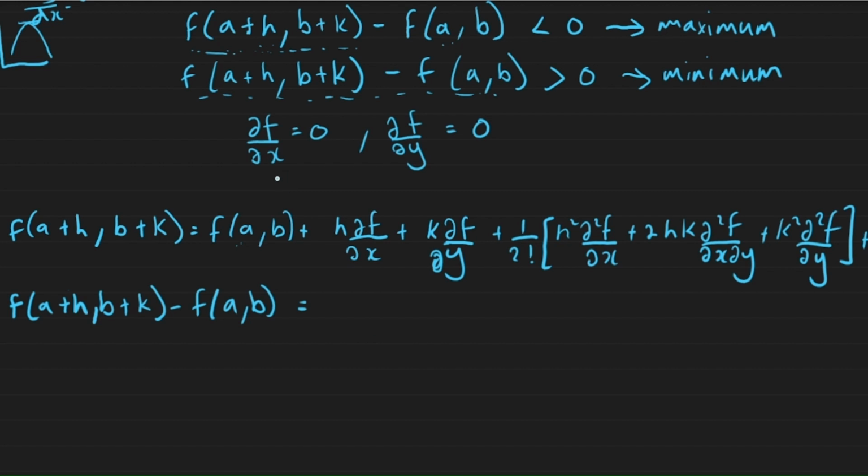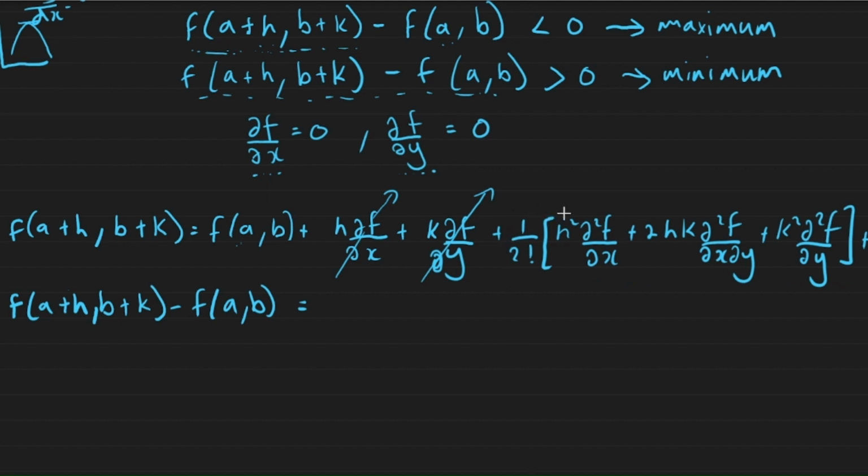We see that at the maximum and minimum, the first derivatives with respect to both x and y are equal to 0. So in other words, this term is equal to 0 and that term is also equal to 0. So what we're left with is this part of the expression. And this is an important part of the expression. It's what we're going to use to actually determine if something is a true maximum or a true minimum.